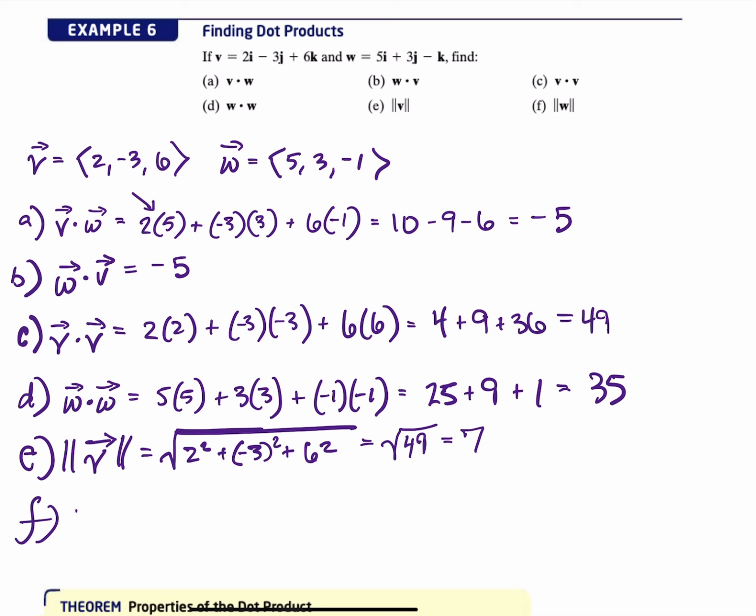And then f wants the magnitude of w. So using that same argument, that should be the square root of w dot w. So the square root of 35.